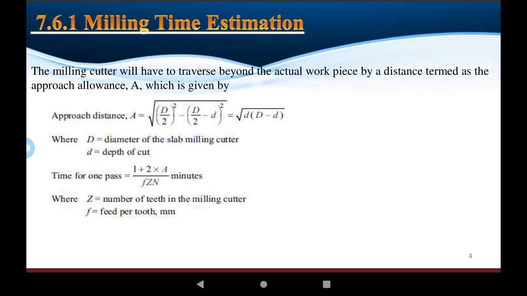Suppose that the milling cutter has to travel to the actual workpiece, by a distance termed the approach allowance. This approach distance A is given by A equals the square root of (D by 2) whole squared minus (D by 2 minus d) squared. Suppose that this is the capital D diameter of the slab milling cutter, and small d is the depth of cut of the workpiece.